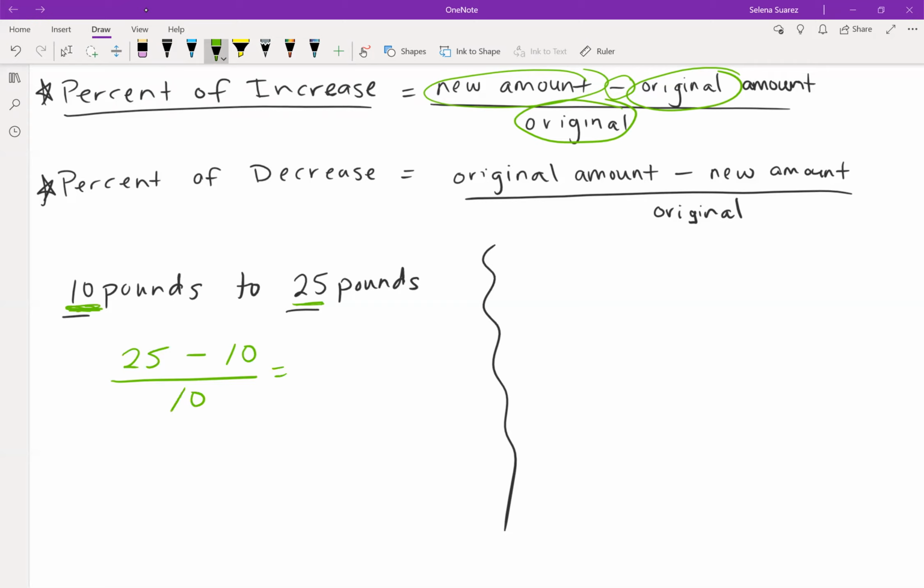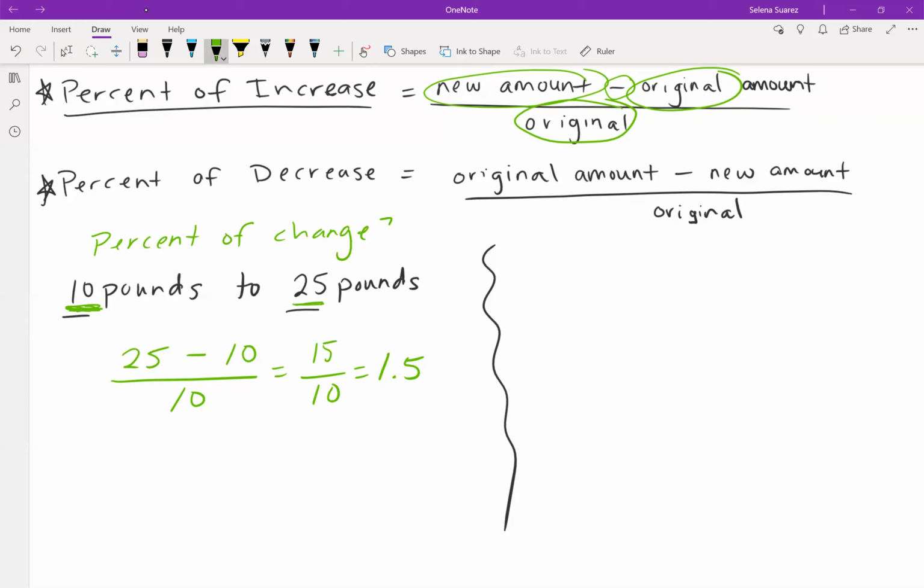And then I have to solve this out. So 25 minus 10, it's going to give me 15 over 10. If you divide this out, you can use a calculator. So in your calculator, you're going to plug in 15 divided by 10. And if you do that, the answer is going to be 1.5. But the question for all of these is saying to find the percent of change. That's the question, okay? I don't know what the percent of change is.